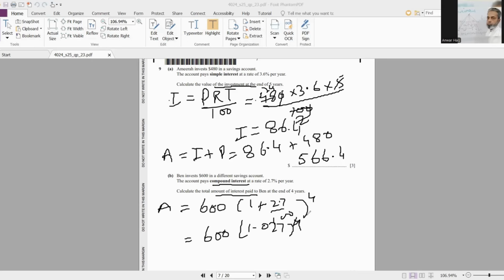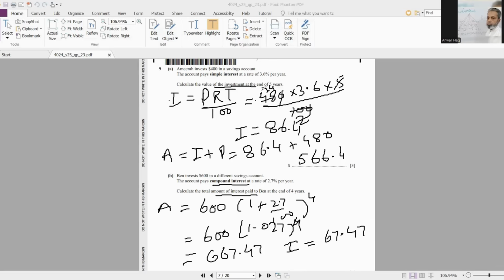So multiply 600 by 1.027 power 4. This is 667.47. So your answer is 667.47. The interest equals amount minus principal amount, so your answer will be 67.47. That's it for this question.